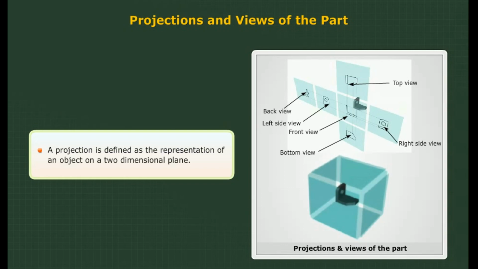If you imagine an object in a glass box with the major surfaces of the object positioned so that they are parallel to the sides of the box, the six sides of the box become projection planes showing the six views. The six principal views of an object are front, top, left side, right side, bottom, and rear.